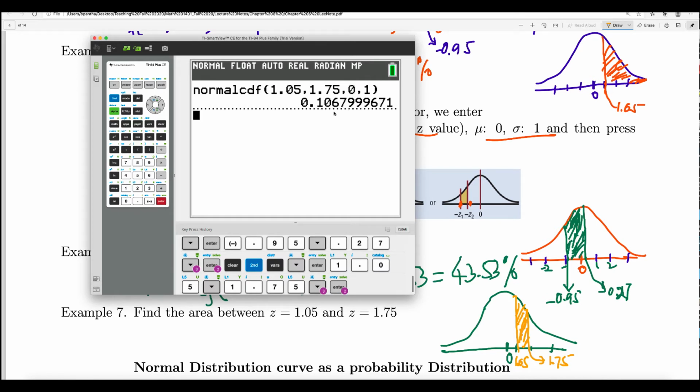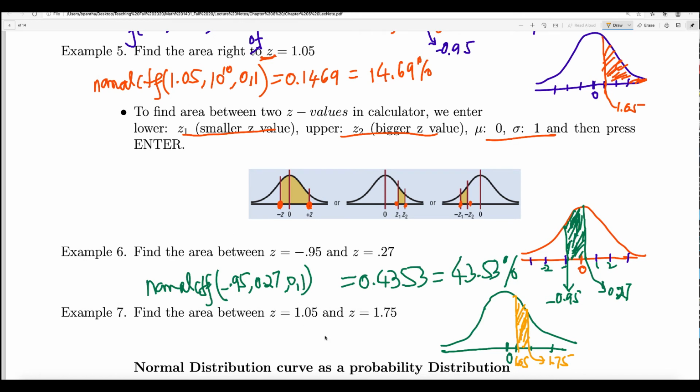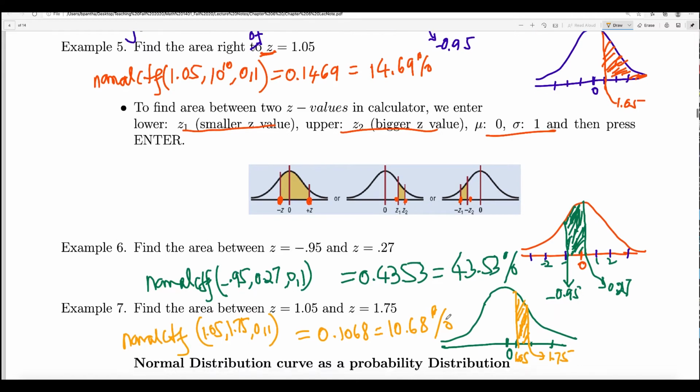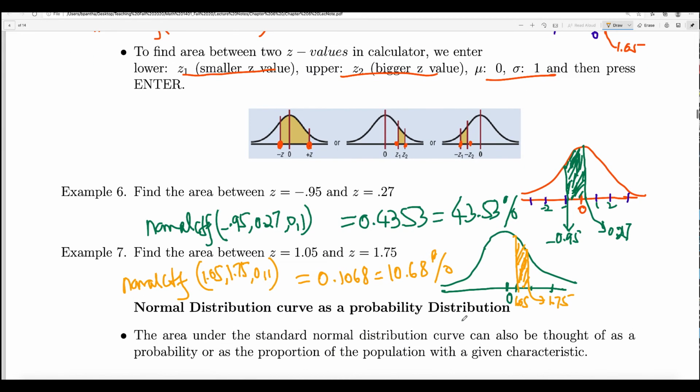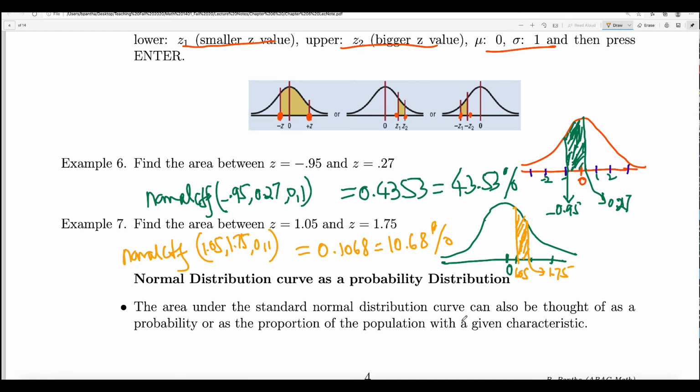That is 10.68%, or you can say 0.1068. So that is 0.1068, which is 10.68%, right? So the TI-83 syntax is normal CDF: left bound is 1.05, right bound is 1.75, and then 0 and then 1, right? If you enter that, you will get 10.68% or 0.1068. So this is how you find out the area between two G values, or left of a G value or right of a G value.